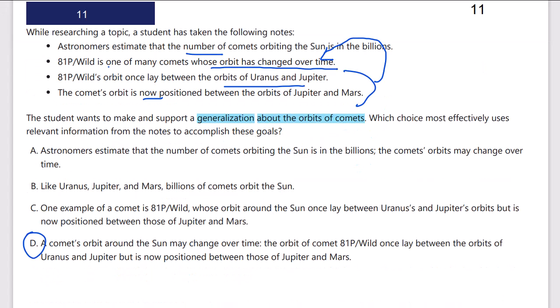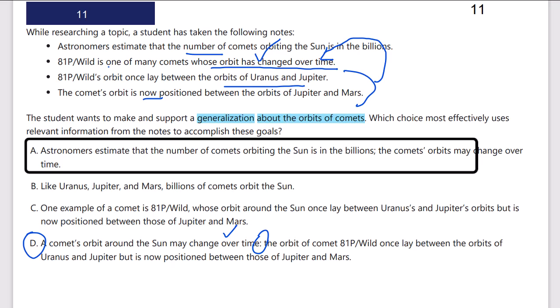D, a comet's orbit around the sun may change over time. That's a general statement. That meets our condition about the orbits of the comets, the generalization. And the example is denoted by the colon. The orbit of 81P Wild once lay between Uranus and Jupiter, and now it's changed. The examples from the next two bullet points show that. This is your answer. Let's check A, B, and C.